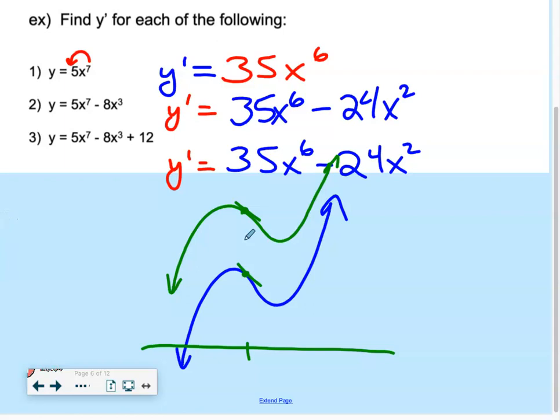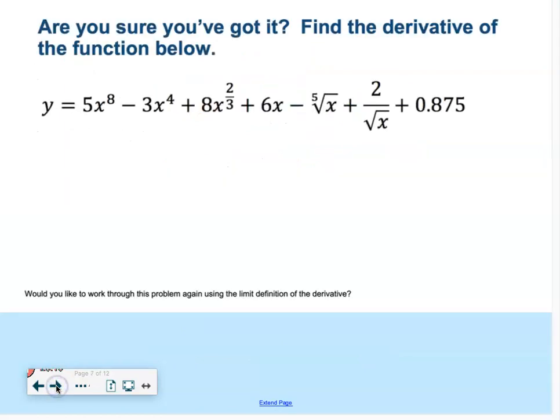Good. See, you all need vertical shift. See, you remember stuff, right? You say you don't, but you do.